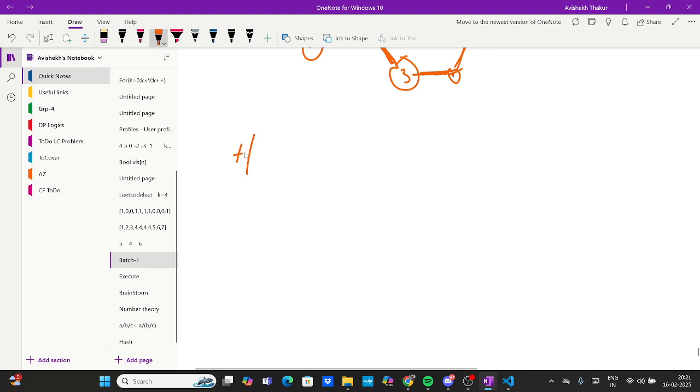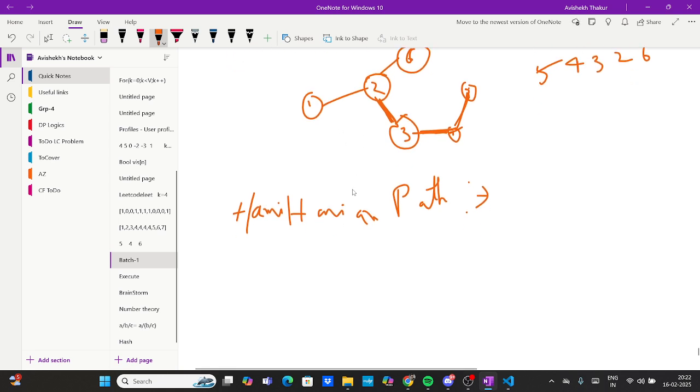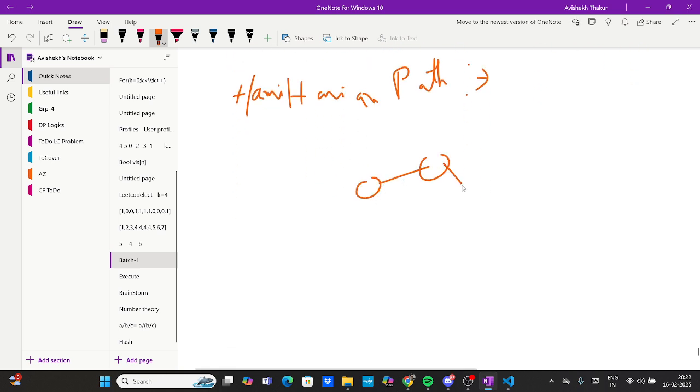Similarly, we have something known as Hamiltonian path. A Hamiltonian path is nothing but, you talked about edges, right? So it's about visiting all the nodes exactly once, not all the edges. Now it's all about visiting all the nodes exactly once. So here, if you visit all the nodes exactly once, you are able to travel to each one of them.